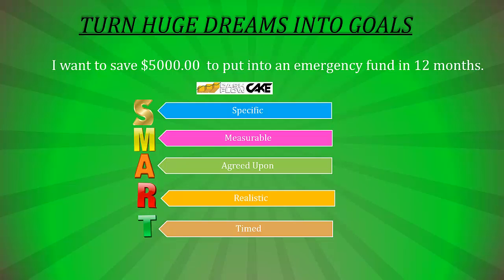And once you're at zero net worth, now you can push yourself forward and make better decisions going forward. So after you get to zero net worth, now you're able to save that $5,000 to put into an emergency fund within the next 12 months. In order to do that, you're going to have to make a SMART goal. The goal needs to be specific, such as $5,000, measurable, which is within 12 months. You agree on it with your family members, and it's realistic.